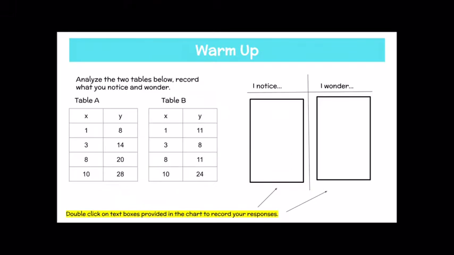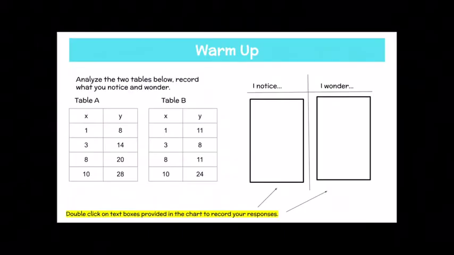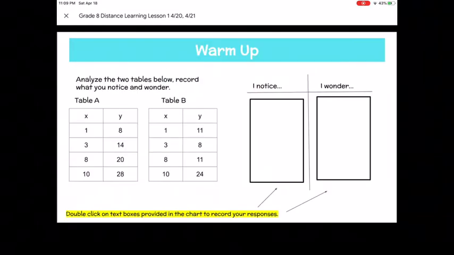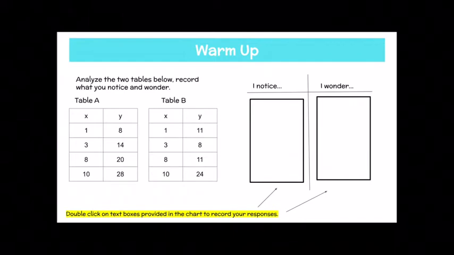We're always going to be starting off with a warm-up. That's going to be a slide that has some sort of math tool or math picture on it. In this case, we have a table, and we're asking you to label what you notice. What do you notice? What do you wonder? You're going to click into those boxes and type your answer right in there. I'm not in edit mode, but when you're in edit mode, you're going to be able to double click inside those boxes and type in your answers to what do you notice, what do you wonder.